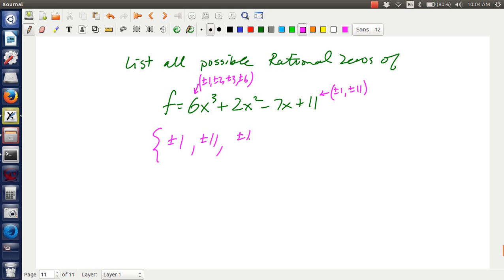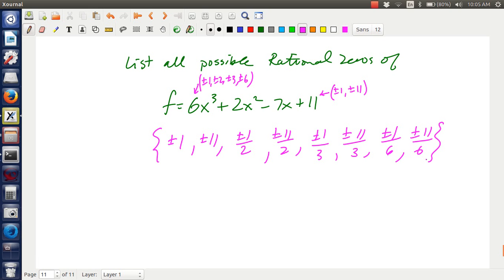Plus or minus 1 over 2, plus or minus 11 over 2. There we go. See, these guys go in the top. Plus or minus 1, plus or minus 11. This gets really nasty, doesn't it? And then we did the 2s. We got to do the 3s. And we got to do the 6s. Okay, I think we got them all now. Okay? So I'm not going to give you that example. I just wanted you to see how it works.